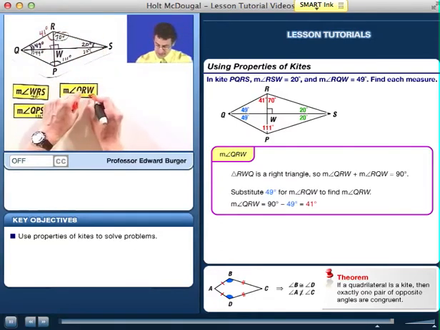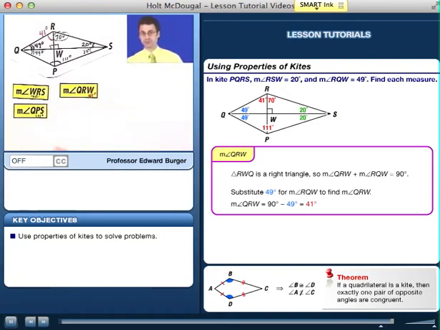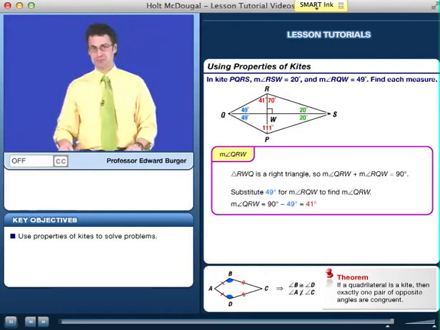And you can see that there's lots of structure with kites, and we can find lots of different angles. Neat.